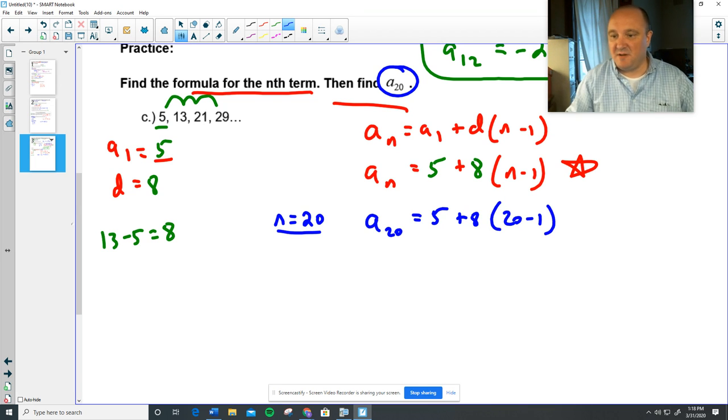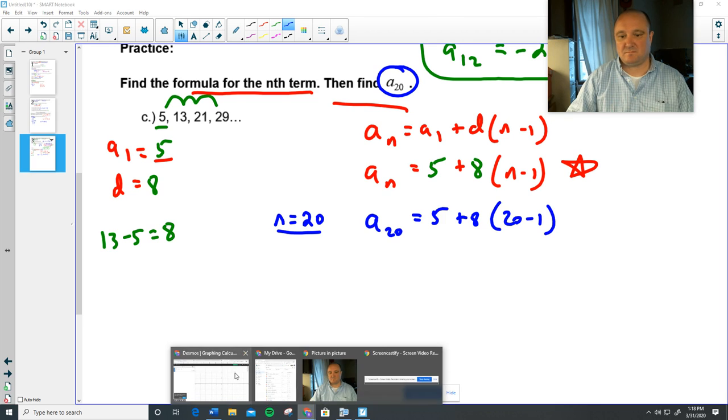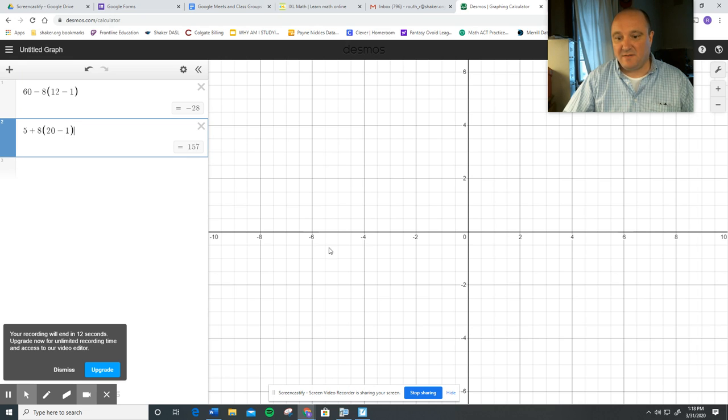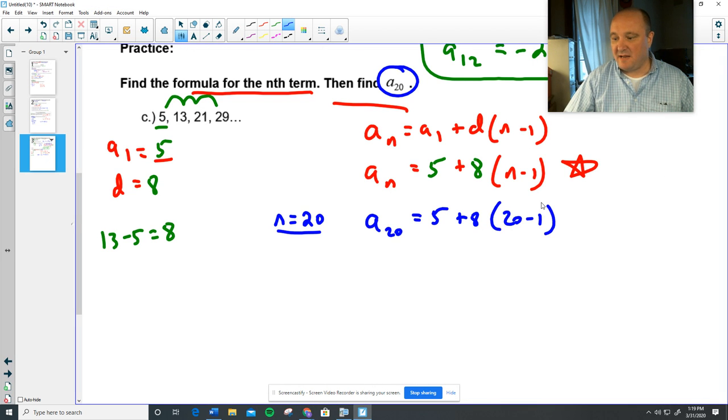I flip over to Desmos. 5 plus 8 times the quantity 20 minus 1. And I get an answer of 157. And so that's my answer to the question.